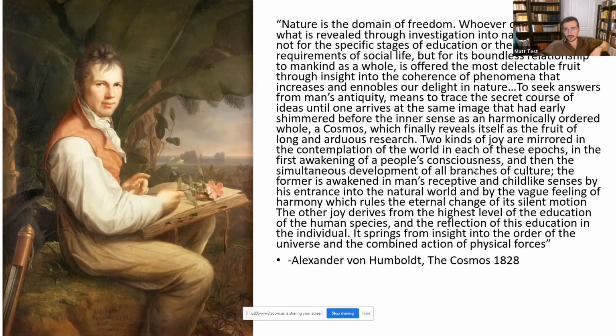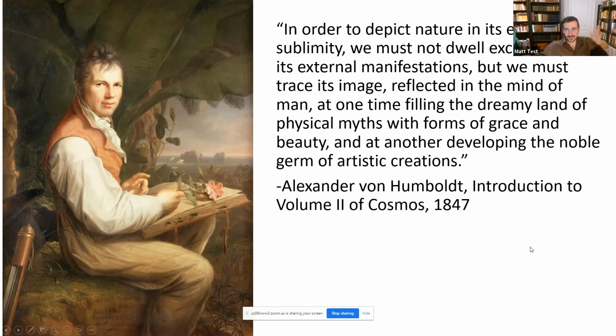So again, a very, very different idea of nature than what we tend to be given today when science is defined by the cold utilitarians. And finally, for art, in volume 2 of the Cosmos, which is 4 volumes, he writes, in order to depict nature in its exalted sublimity, we must not dwell exclusively on its external manifestations, but we must trace its image reflected in the mind of man, at one time filling the dreamy land of physical myths with forms of grace and beauty, and at another developing the noble germ of artistic creations.